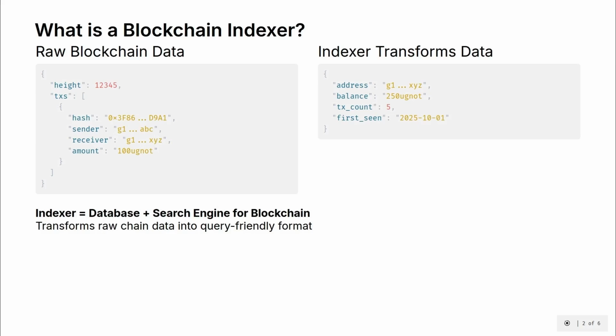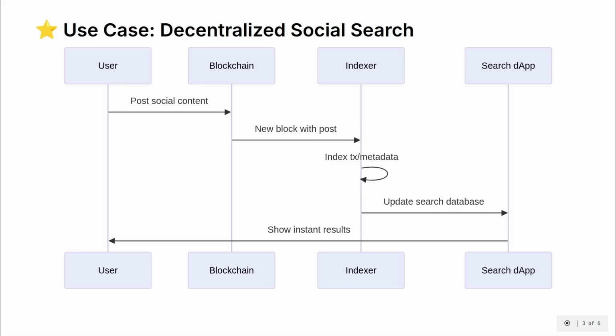You can then transform this data into a more structured one to use in your decentralized application. Let's imagine a use case of a decentralized blog. A user posts a social content and the blockchain emits a new block with the post. The indexer will index the transaction and its metadata, and it will update my database that can then be used in my applications. It brings efficiency and on-demand blocks data.